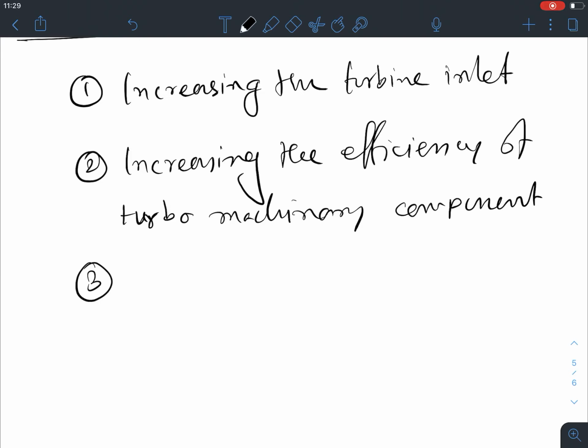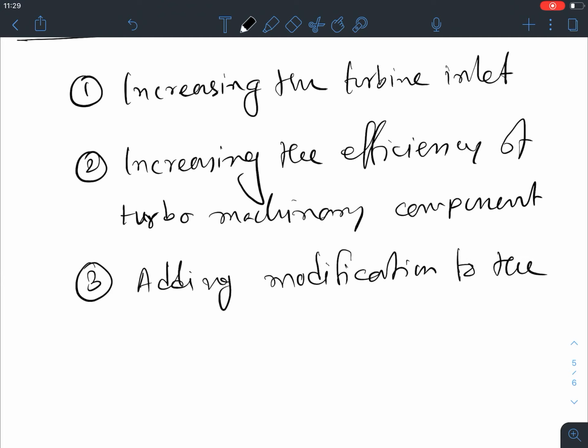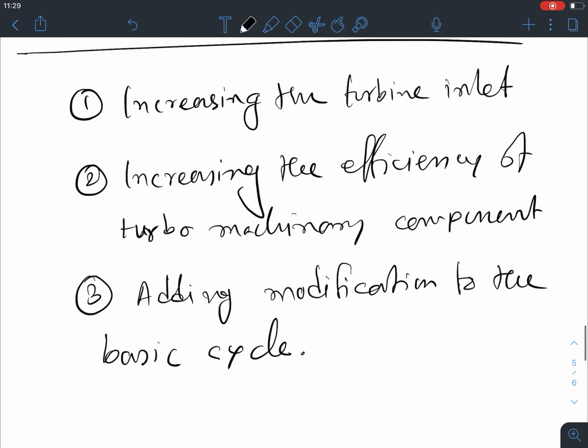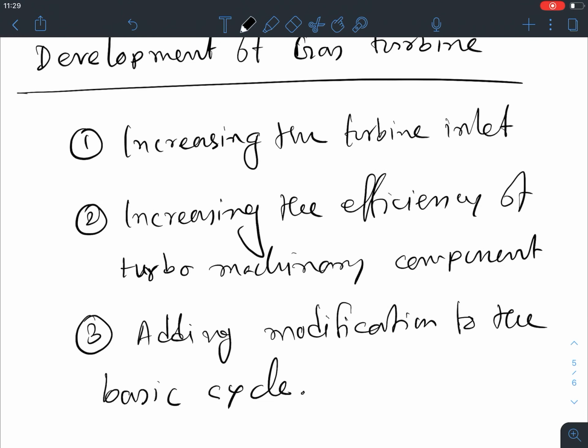And another thing we are doing, which we'll see later in this chapter, is modifying the Brayton cycle, adding modifications to the basic cycle. We discussed the basic cycle today. In the upcoming class we'll discuss the modified cycle. So that's all for today, and we'll come up with the modified cycle in the next lecture.